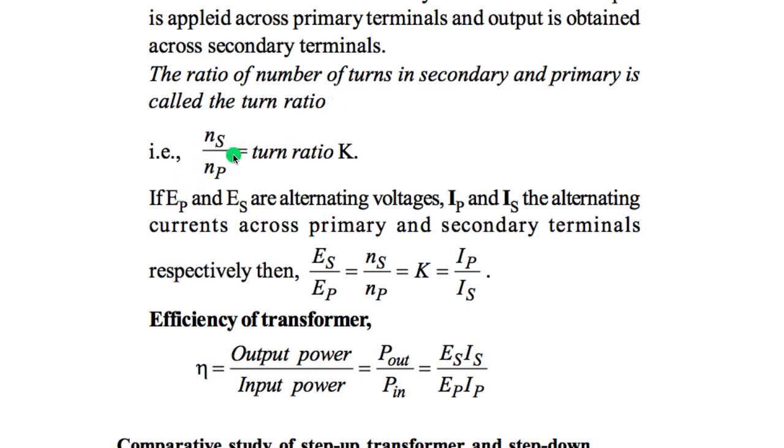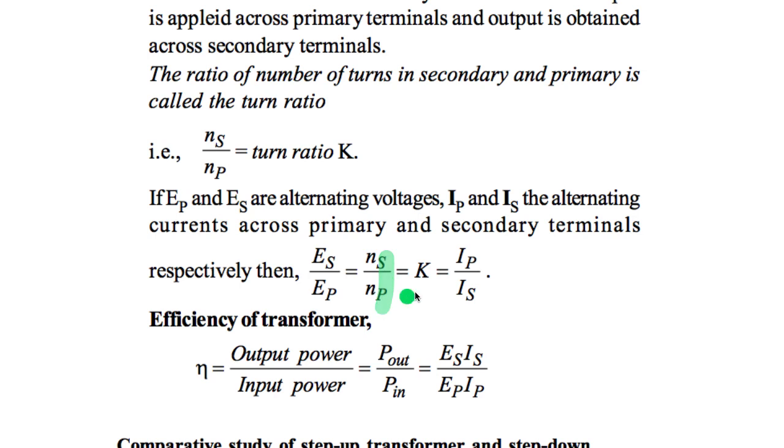Here the ratio is given by Ns, the number of turns in the secondary, divided by Np, the number of turns in the primary, equal to the turns ratio indicated by the letter K. If EP and ES are the alternating voltages across the primary and secondary, and IP and IS are the alternating currents across the primary and secondary terminals respectively, then the ratio of the potential across the secondary to the potential across the primary is equal to the number of turns in the secondary divided by the number of turns in the primary.